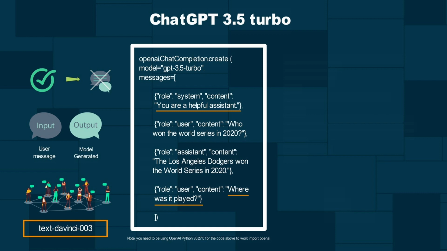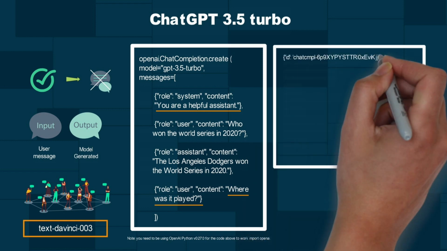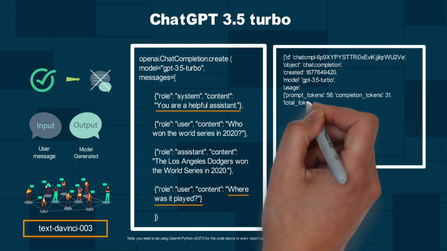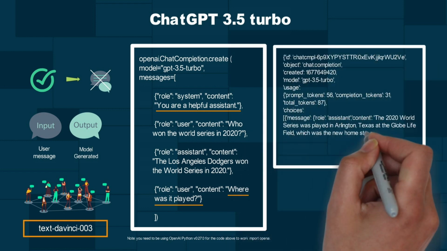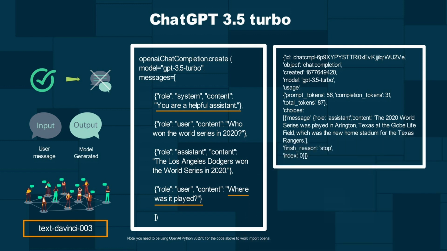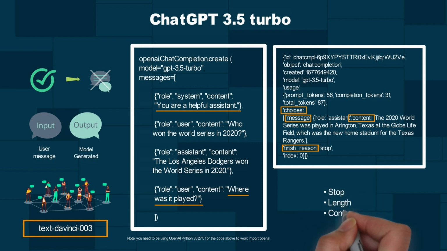An example API response looks as follows. In Python, the assistant's reply can be extracted with response choices 0 message content. Every response will include a finish reason. The possible values for finish reason are: stop, API returned complete model output; length, incomplete model output due to max tokens parameter or token limit; content filter, omitted content due to a flag from our content filters.